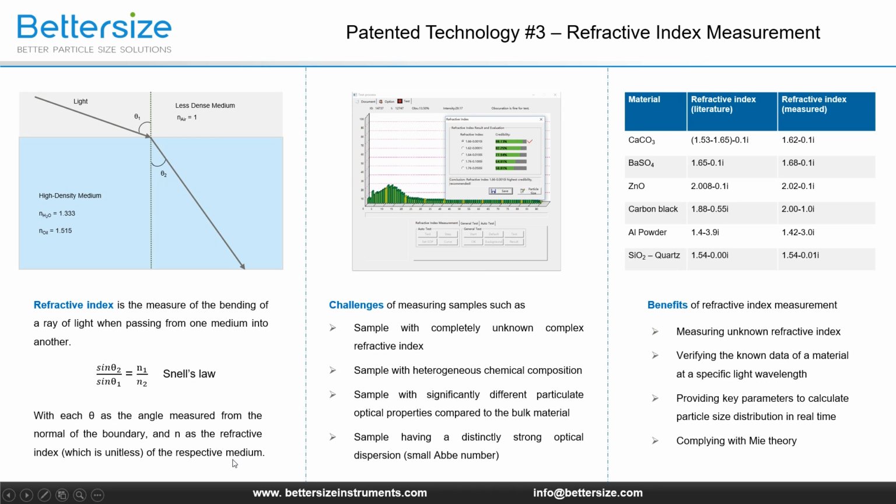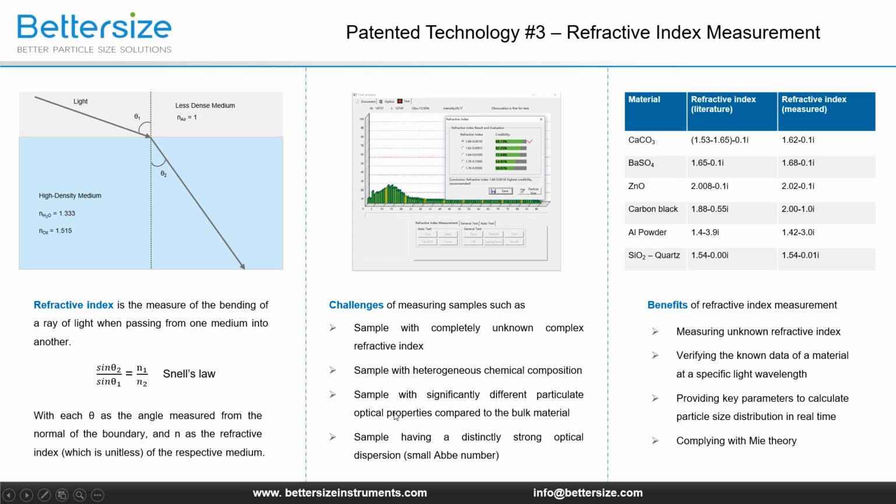The last patented technology I would like to talk about is refractive index measurement technology. Refractive index is the measure of the bending of a ray of light when passing from one medium into another. It is essentially a material constant. For the mathematical fit in particle size analysis according to Mie theory, the refractive index of the sample must be considered. So it is a huge challenge to measure samples without known refractive index.